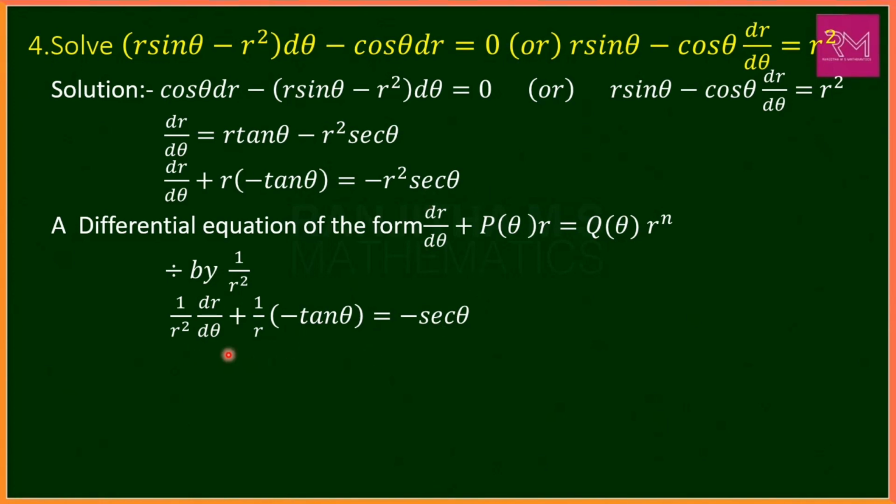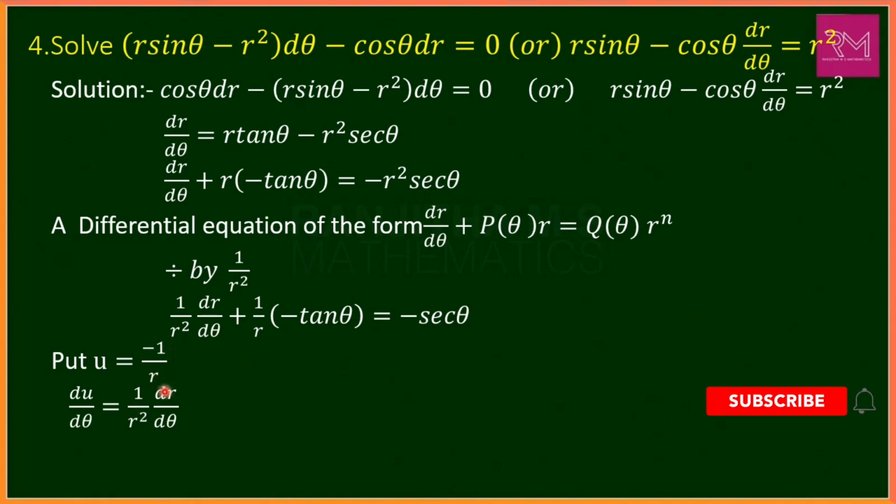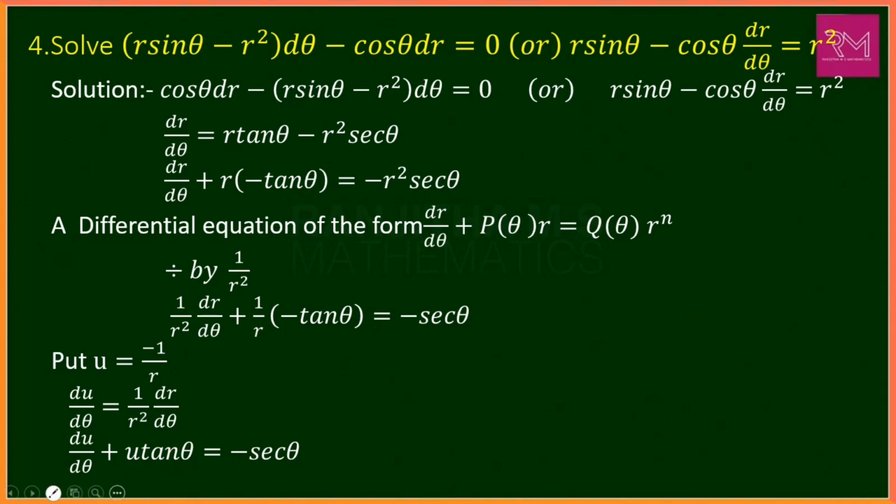Here we have to reduce this equation to a linear differential equation containing u. For that, put u is equal to minus 1 by r and differentiate this u term with respect to theta. We get du by d theta, which is equal to, minus is constant, take as it is, into differentiation of 1 by r, which is minus 1 by r square. Minus into minus is plus 1 by r square into, again, differentiation of r with respect to theta is dr by d theta, that is our du by d theta value. Substituting this value over here, we get 1 by r square into dr by d theta is du by d theta plus minus 1 by r is u into tan theta as it is, which is equal to minus secant theta.